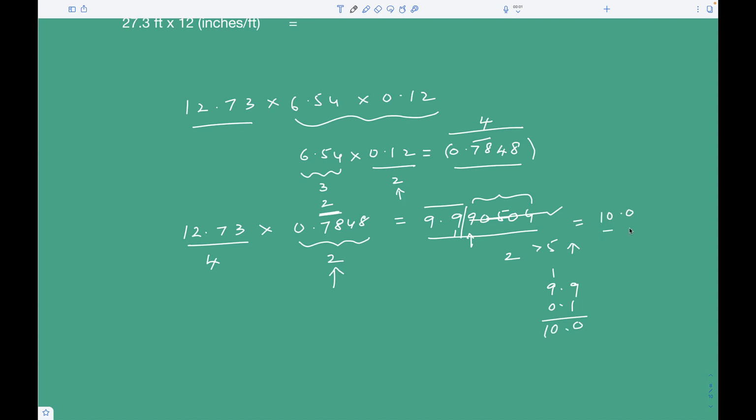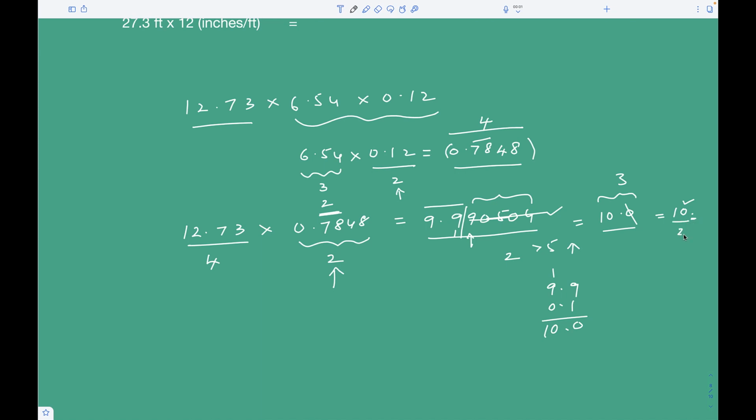But 10.0 has three significant figures. But our answer must contain only two significant figures. So you have to drop this 0 and report the answer as 10 dot. Don't forget to put this dot. If you don't put this dot, then the answer would have only one significant figure. If you put this dot, that means this trailing 0 is also significant.